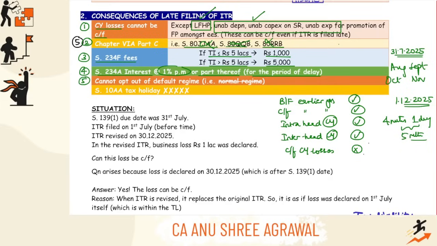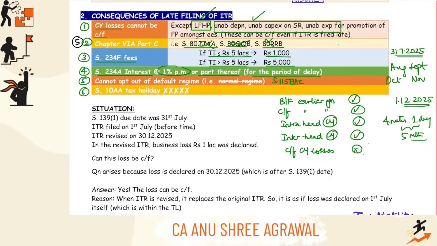5th consequence is that if assessee files ITR late, assessee has no option. Assessee will have to do the computation as per the default regime only. Assessee cannot follow the normal regime. That is, the computation will be as per 115BAC. And the 6th consequence, the last consequence is that 10AA tax holiday assessee cannot enjoy. So there are totally 6 consequences of filing ITR late.